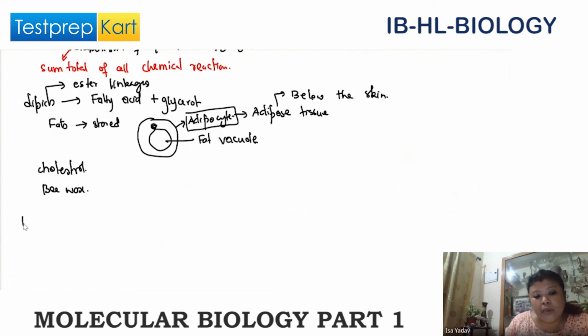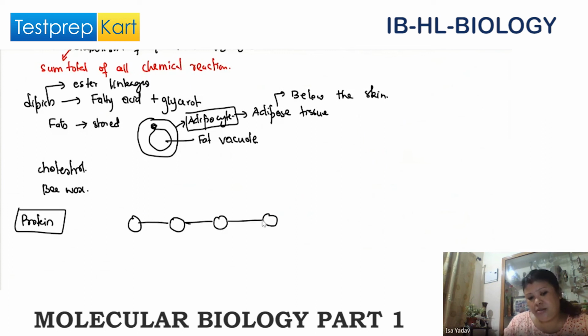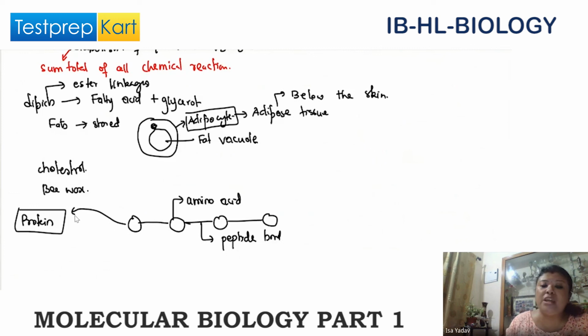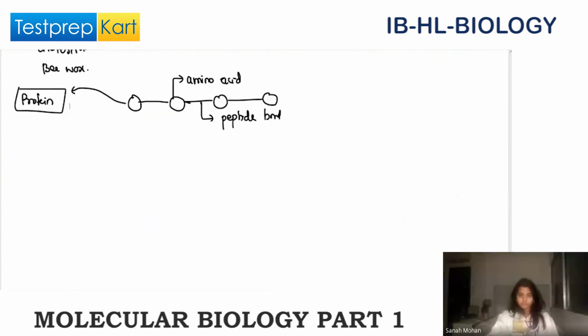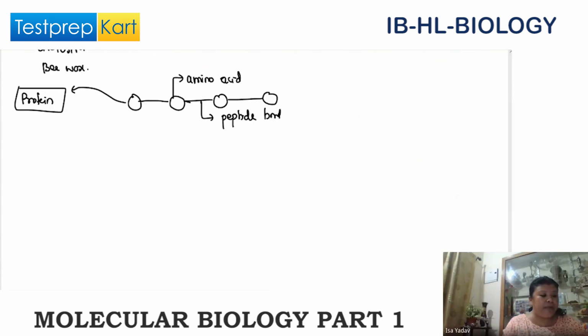If we see proteins, proteins will contain many amino acids joined together. This is one single amino acid. They are joined together by peptide bonds to form what? Protein. So protein is called a polypeptide chain. It is called what? Polypeptide chain.